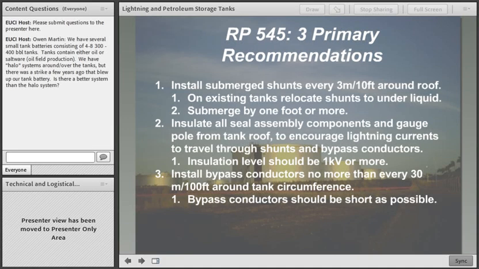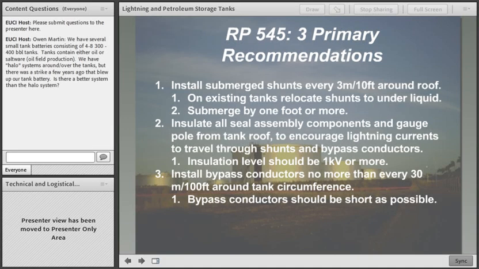So if you were to read API 545, you would find that it contains three primary recommendations. Number one, install submerged shunts every 10 feet around the roof. This means that the shunts should be relocated from the top of the roof to under the roof, and that they should be submerged by at least 1 foot.